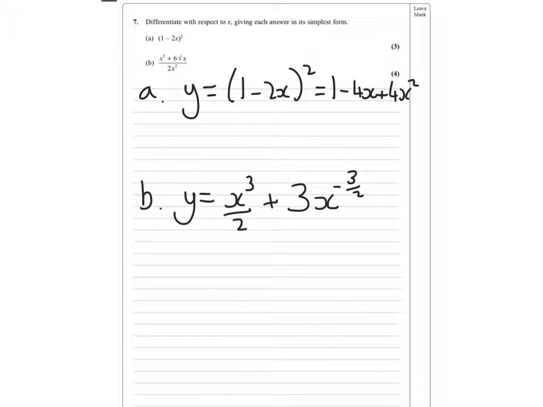Remember, you subtract the indices again, and that's GCSE stuff, so there you go.